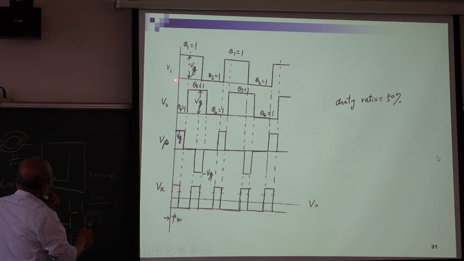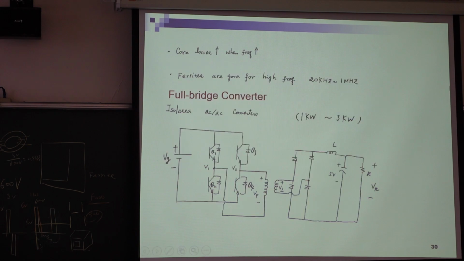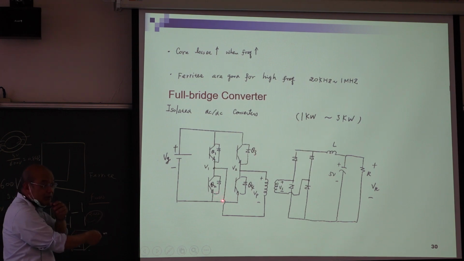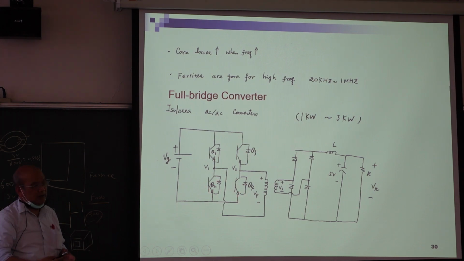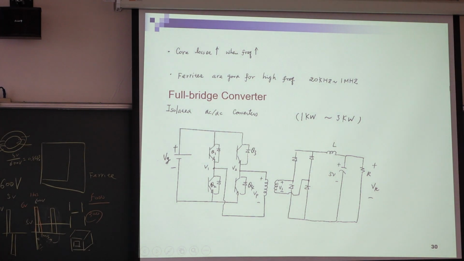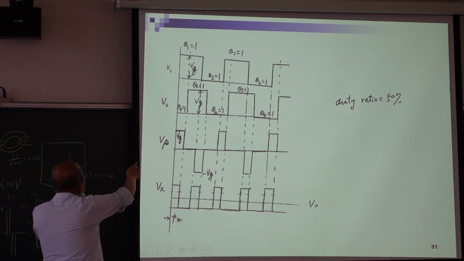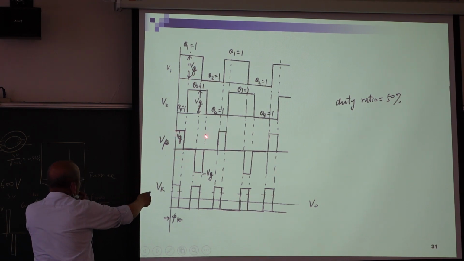So what is the principle? You can turn on Q1 and Q4, 50%, then turn on Q2 and Q3, also 50%. Then you can get the waveform like this. So this is Q1, Q4, this is Q2, Q3, then the output is like this.